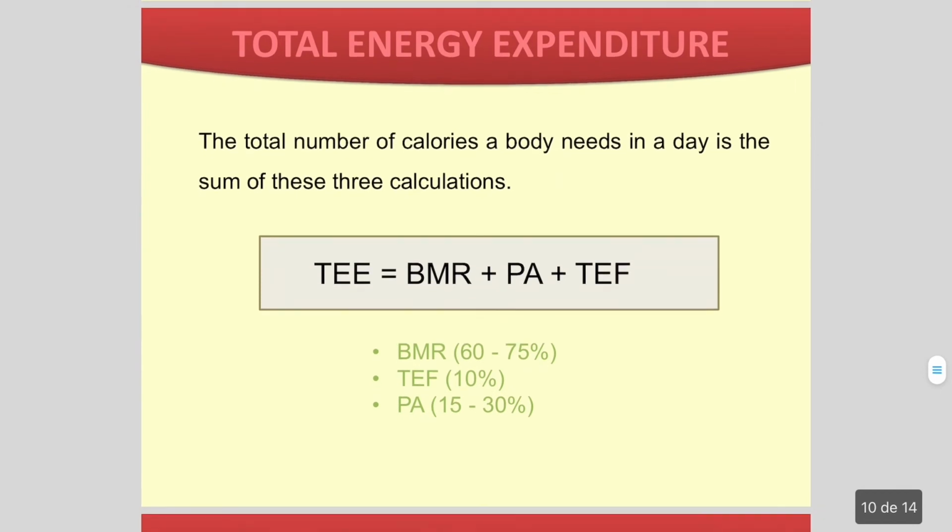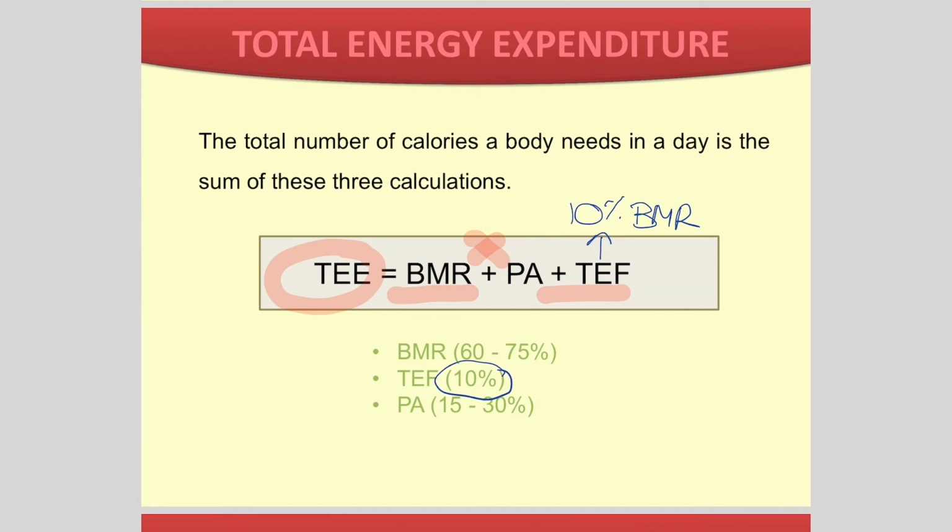So here we have the final formula. The total number of calories a body needs in a day is the sum of these three calculations. Total energy expenditure is equal to the basal metabolic rate plus physical activity. We sum up when they are calories, but we multiply when it's a factor. Plus the thermic effect of food, that, remember, was 10% of the basal metabolic rate.